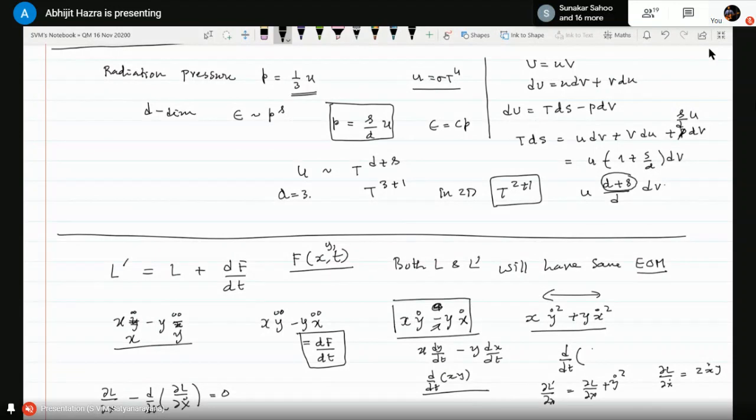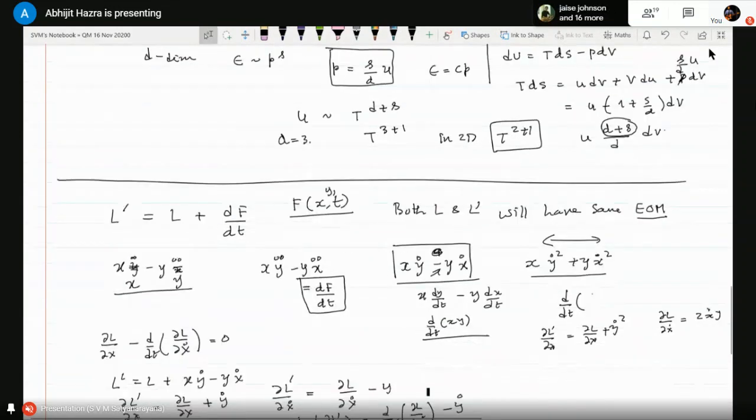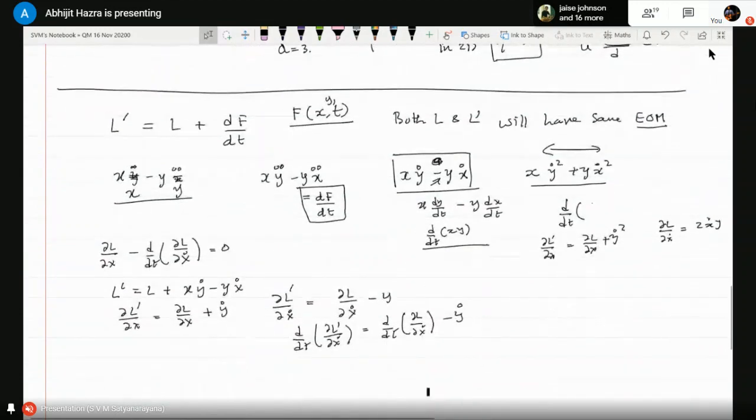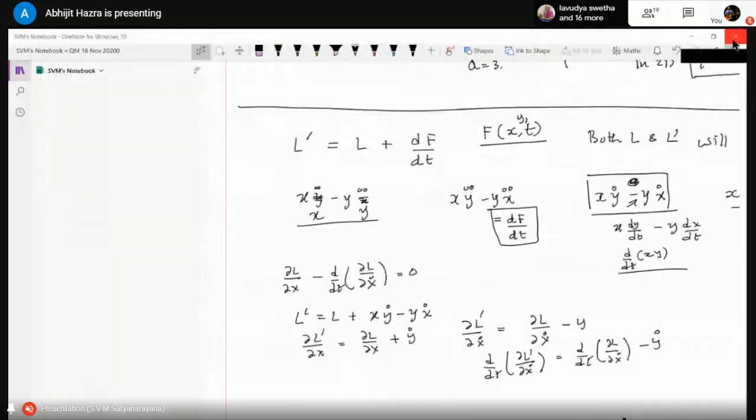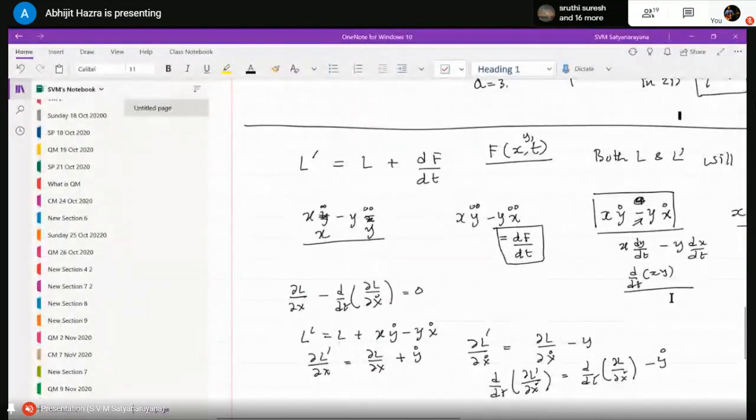Okay, so I think there's a mistake in this. But you understand the idea, right? If you have a plus sign, then you can write this as d by dt. Yes, sir. And if you know which question paper, which year, then I think you can check.